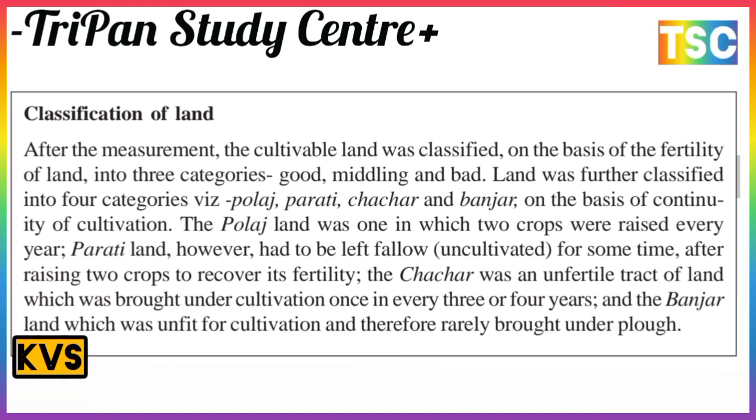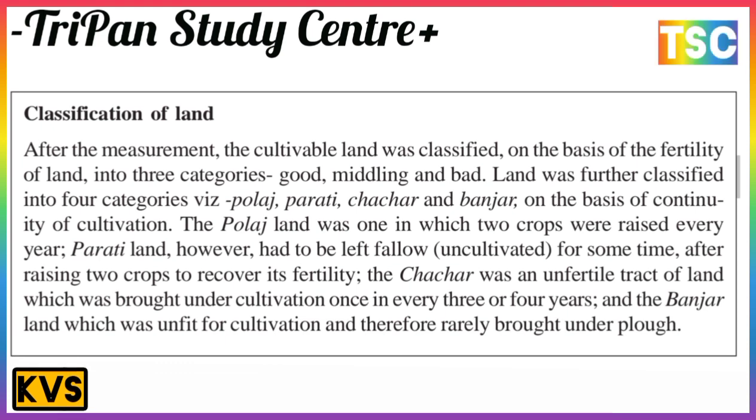Polaj land was one which is cultivated with two crops, and rice every year. Parauti land, however, had to be left fallow, uncultivated, for some time after raising two crops to recover its fertility. Fertility is the most important thing for the land.